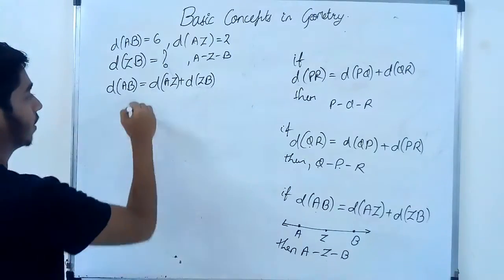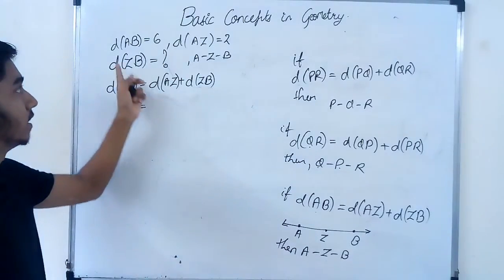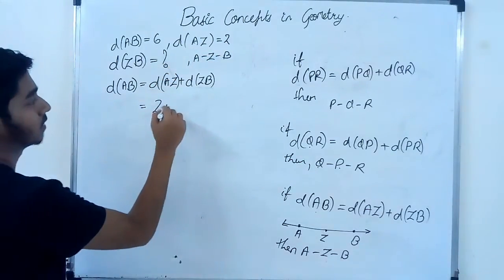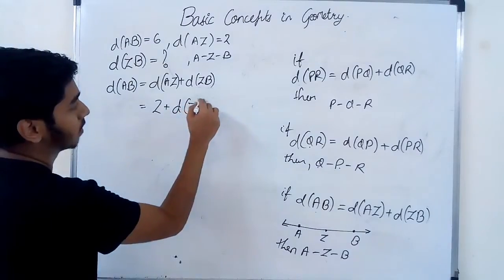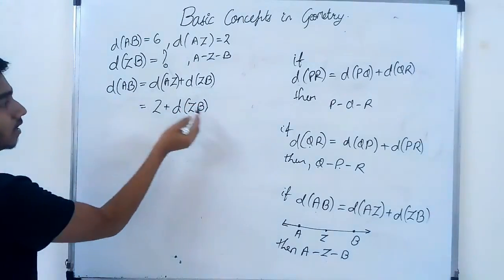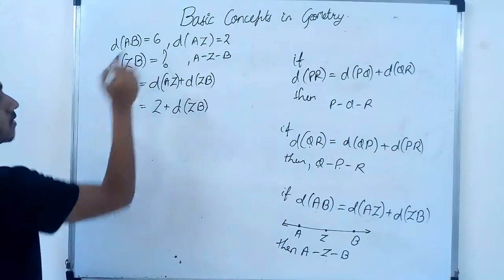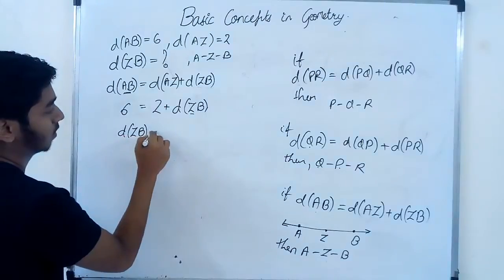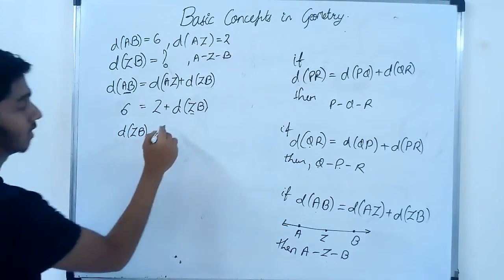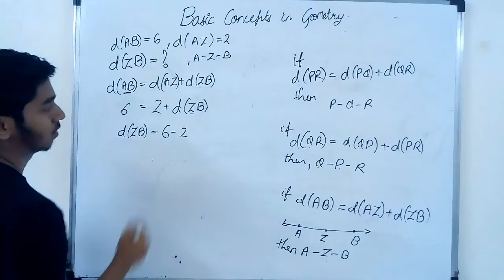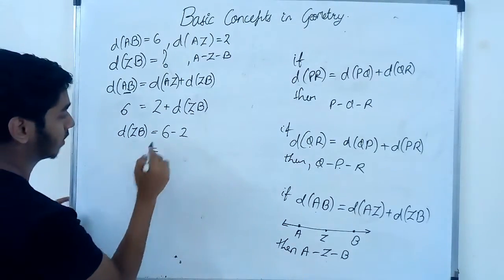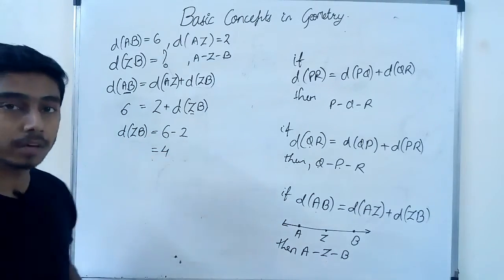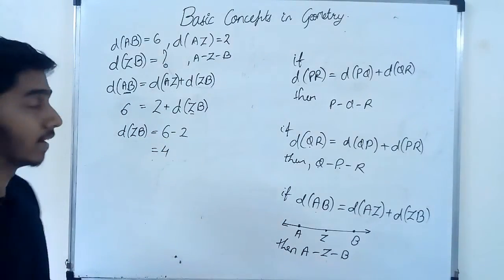Okay, when AZ is to be found, it's given as 2 plus distance ZB, which is to be found, and distance AB is 6. So distance ZB is 6, and the 2 goes this side, so 6 minus 2. Okay, this is what we get. That is 4. Okay, so I hope you have understood how and what we did.